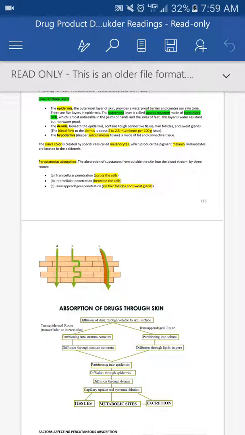Percutaneous absorption, or absorption of substances from the outside of the skin into the bloodstream, occurs by 3 routes. Transcellular, that's straight across the cells. Intercellular, where inter means between, so between the cells. And transappendageal, via the appendages, or through the hair follicles and the sweat glands.